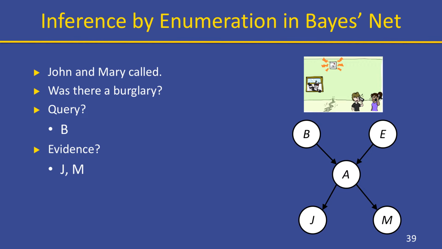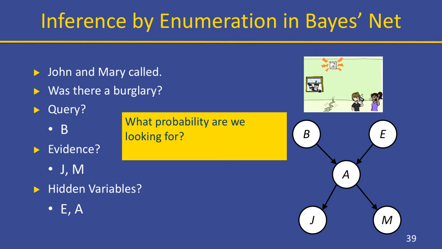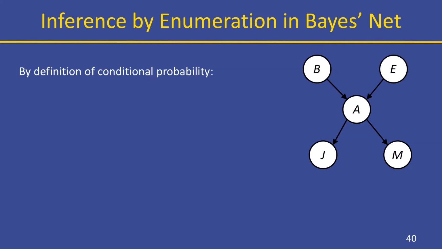Now, there are also some hidden variables here. I don't know if the alarm went off, and I don't know if there was an earthquake. So E and A here are my hidden variables. So what probability are we looking for here? I'm just wondering if there is a burglary at my house, given that John and Mary called. So we're looking for P of +b given +j +m. So let's go ahead and compute P of +b given +j and +m.